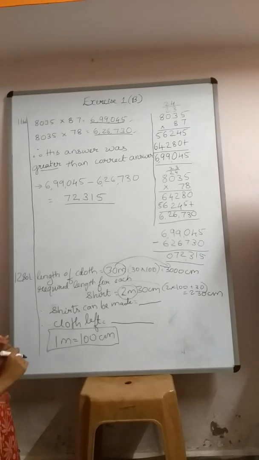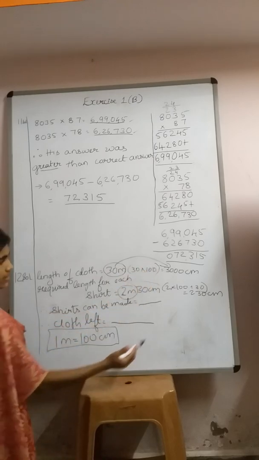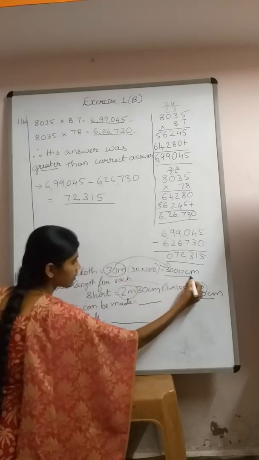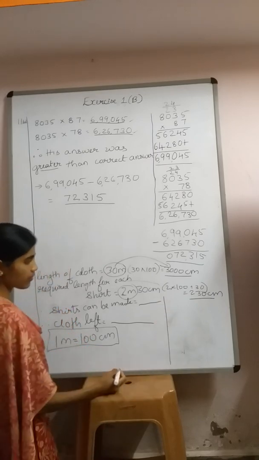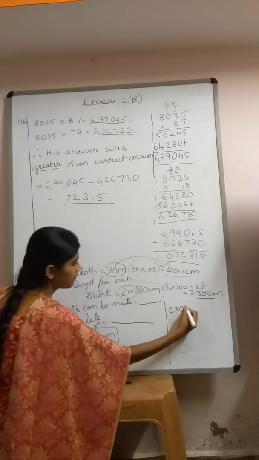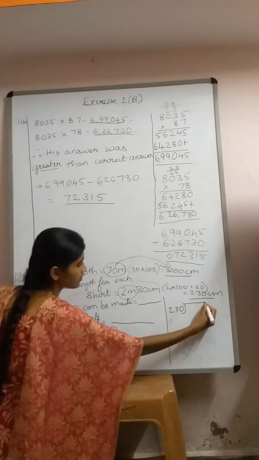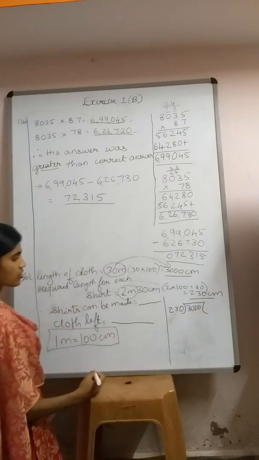Which numbers to divide? Let us divide 230 with 3000. This number you should divide with 3000. So let us do a solution box and divide 230 divided by 3000. Okay, let us solve it.